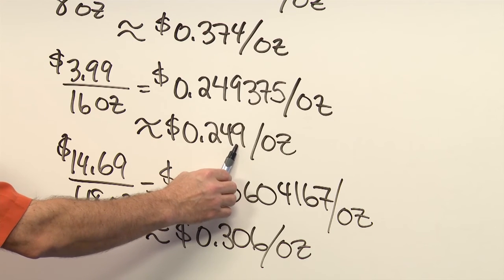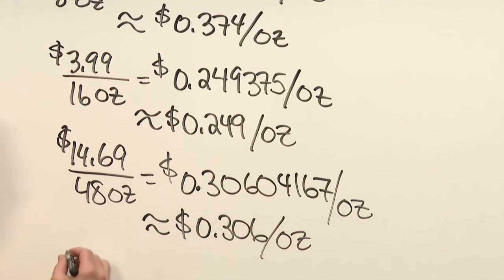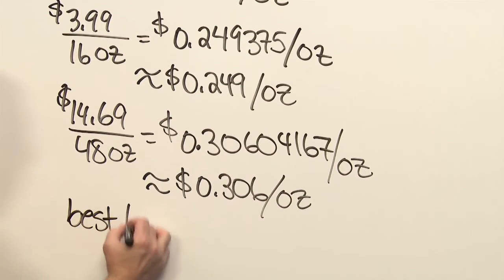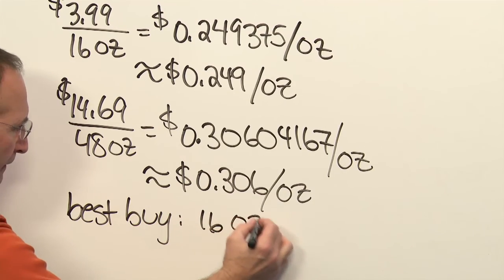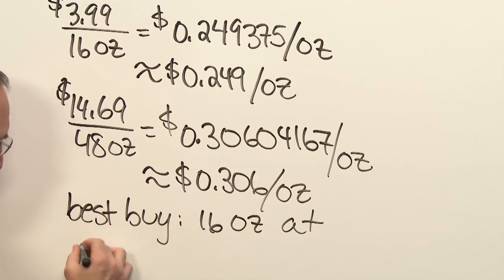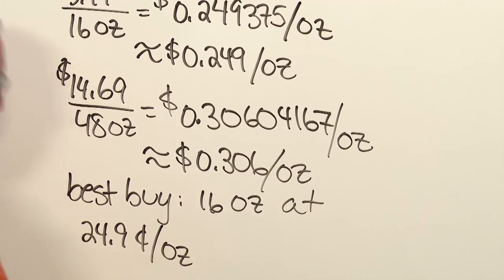That's 24.9 cents per ounce. That's the 16-ounce size. So the best buy is 16 ounces at 24.9 cents per ounce.